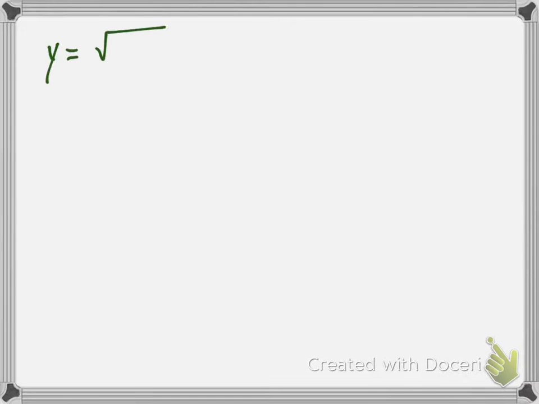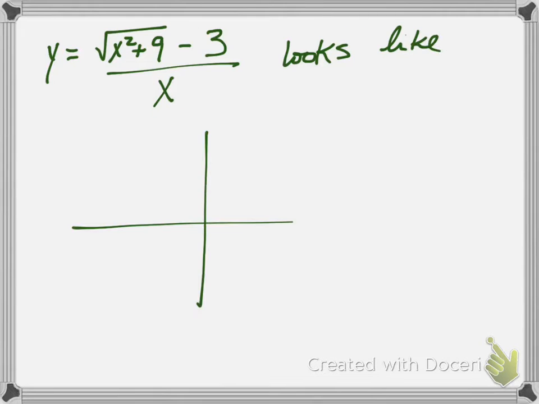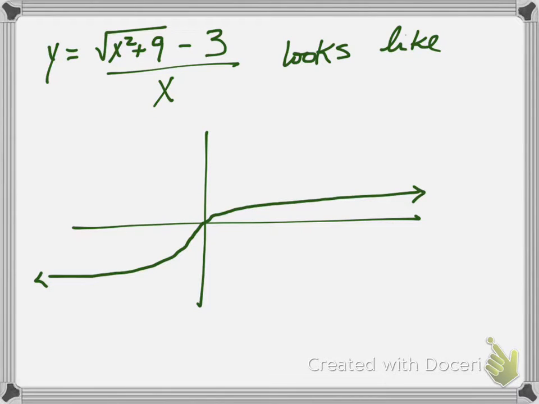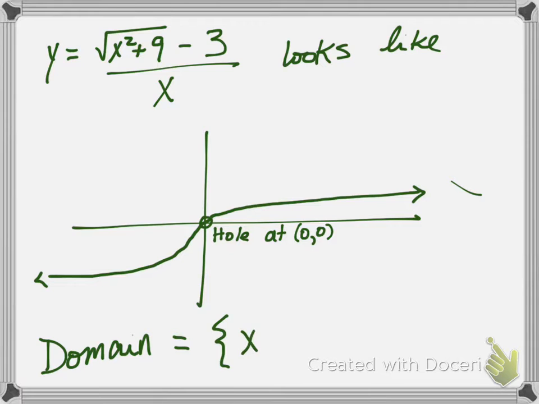And we're going to look at a graph of y equals the square root of x squared plus 9 minus 3, over x. I just put this in Desmos to sketch a graph of it. And there is a hole at 0, 0, because my domain says I can't divide by 0, so x can't equal 0 in our domain.